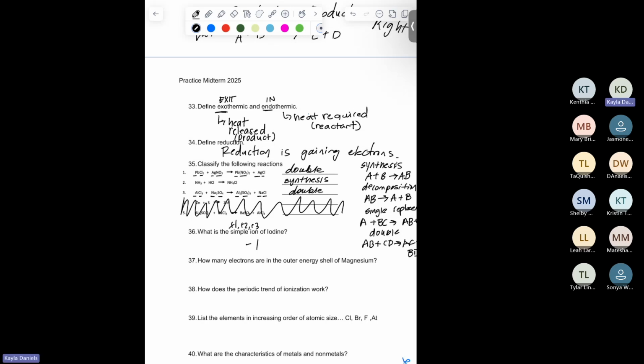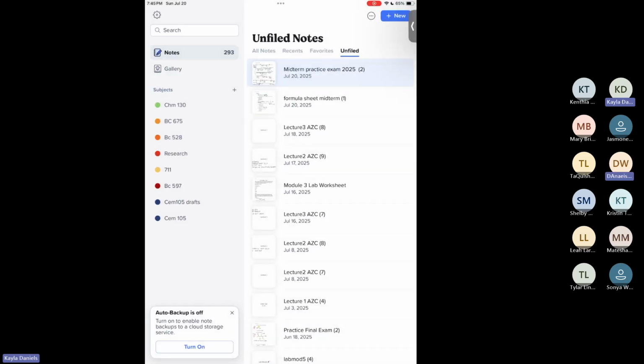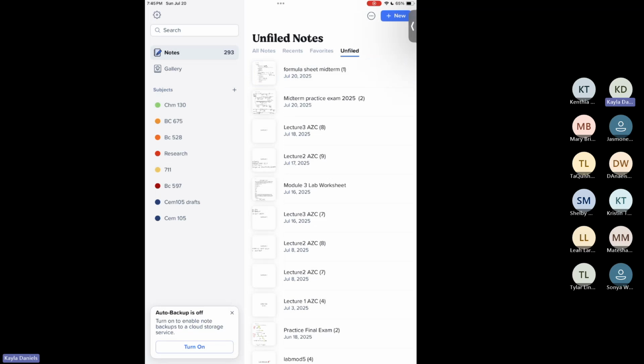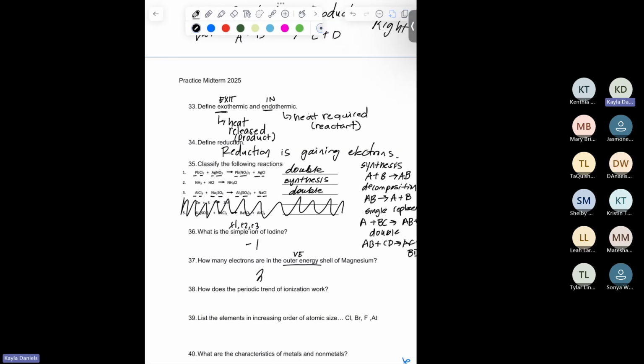37, this is where you're going to use the valence electron trend. Again, I already set the foundation, right? You're going to have your columns labeled 1, 2, skip a few, 3, 4, 5. So magnesium, I honestly forget which column this is in. It's 2. So we would choose 2.